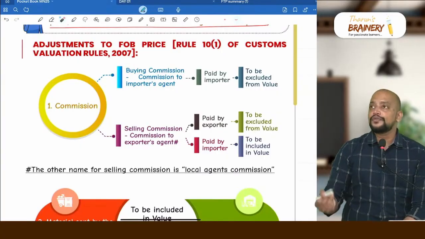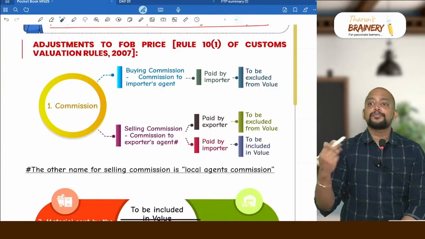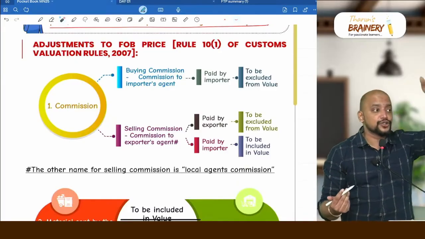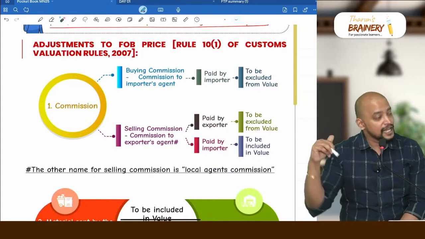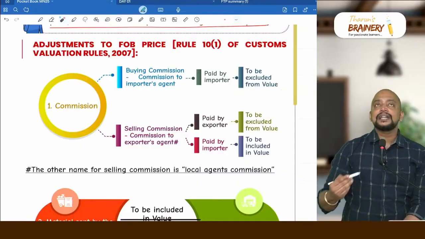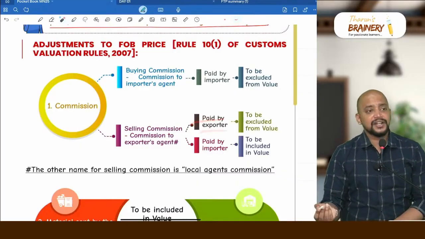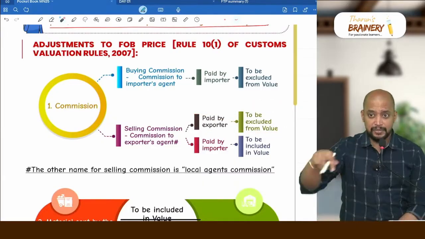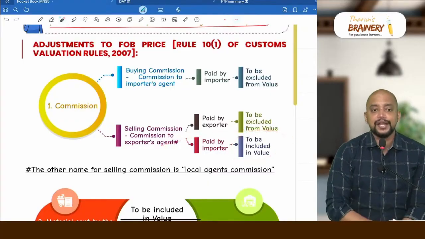This buying commission, who will pay? Definitely the importer only will pay to his agent. It is his expenditure. Why would the importer's expenditure be added to the value? If it is an indirect benefit to the exporter, it should be included in the value. Otherwise, the importer's expenditure and all, we don't have to include in the value of imported goods, so it is to be excluded from value. But selling commission is payable by the exporter to his agent. He only pays, so definitely it will not come in the value. When will it come in the value? When it is payable by the exporter but paid by the importer. It's an indirect consideration to the exporter, therefore it should be included in the value.